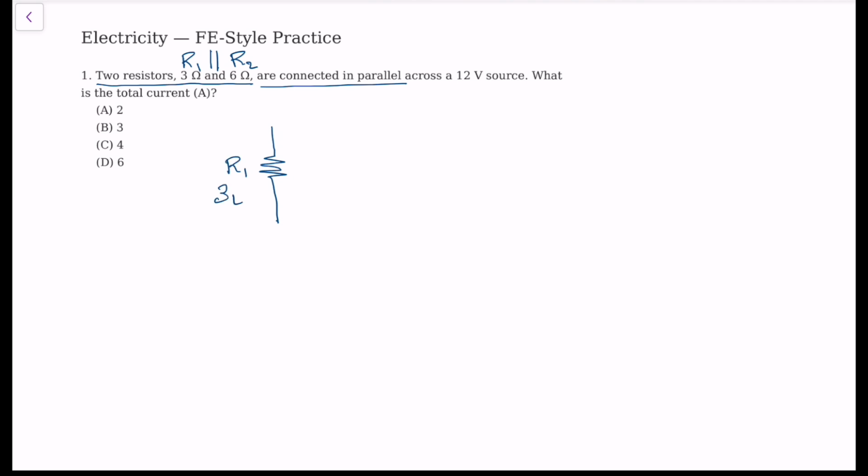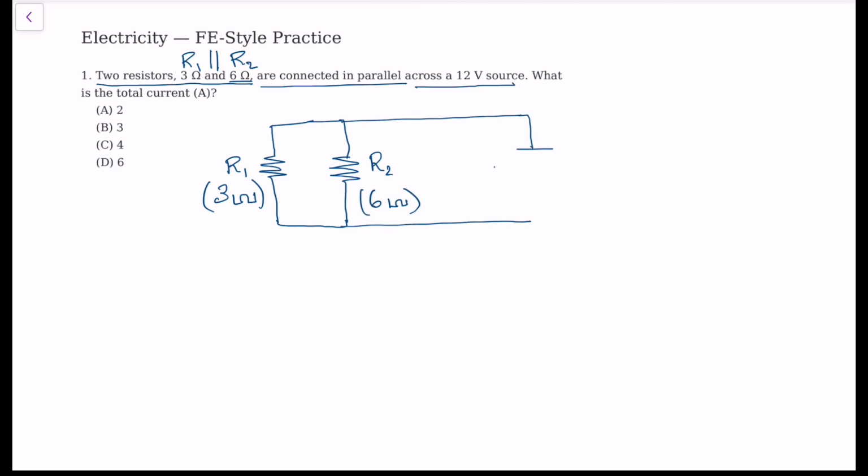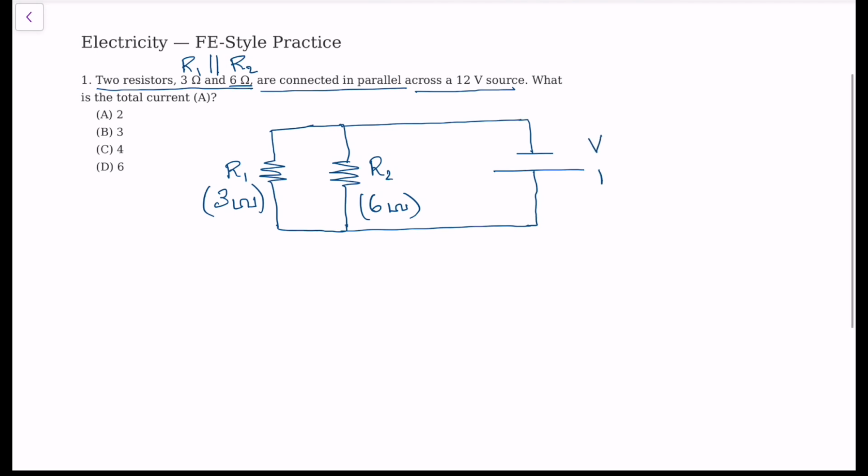So this is R1, the 3 ohms resistance, and this is how we sketch it in parallel with the 6 ohms resistance we called R2. And because we're given they're connected in parallel across a 12 volt source, we extend the circuit and we sketch the source in this way. And let's not forget that we're given the value of the source, which is 12 volts. And now it's time to find the total current in this circuit.